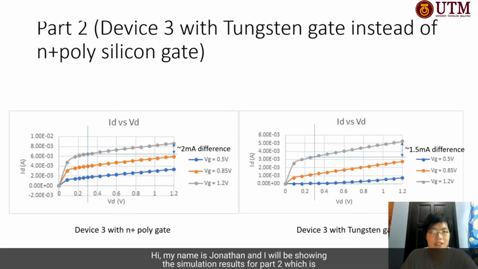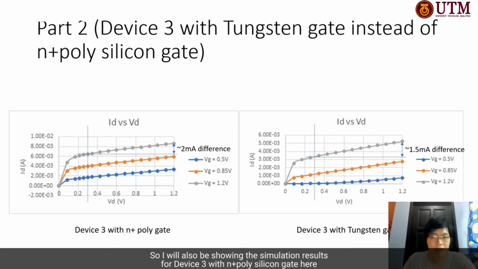Hi, my name is Jonathan, and I'll be showing the simulation results for part 2, which is device 3 with tungsten gate instead of N+ polysilicon gate. So I will also be showing the simulation results for device 3 with N+ polysilicon gate here as comparison. So first of all, let's look at the ID-VG graphs for these two different gates.